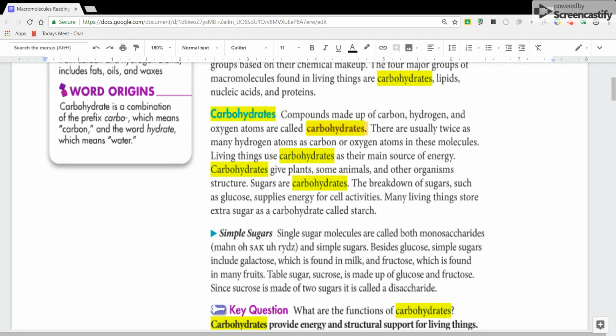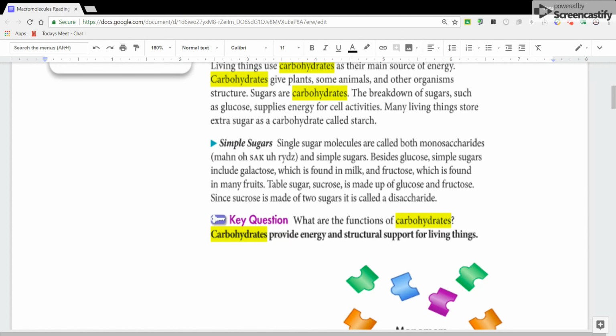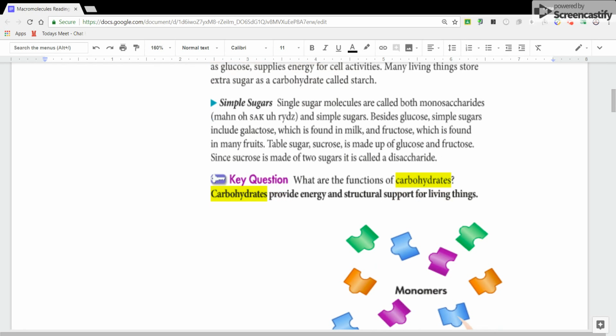Simple sugars. Simple sugar molecules are called both monosaccharides and simple sugars. Besides glucose, simple sugars include galactose, which is found in milk, and fructose, which is found in many fruits. Table sugar, sucrose, is made up of glucose and fructose. Since sucrose is made of two sugars, it is called a disaccharide. Key question: what are the functions of carbohydrates? Carbohydrates provide energy and structural support for living things.